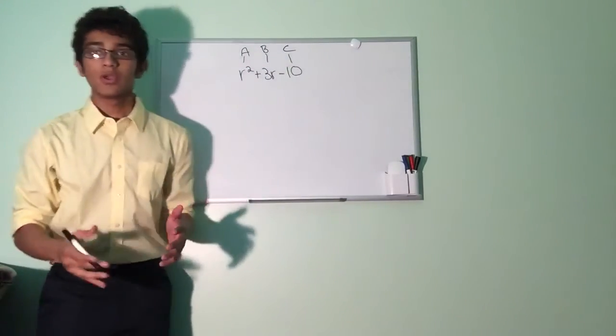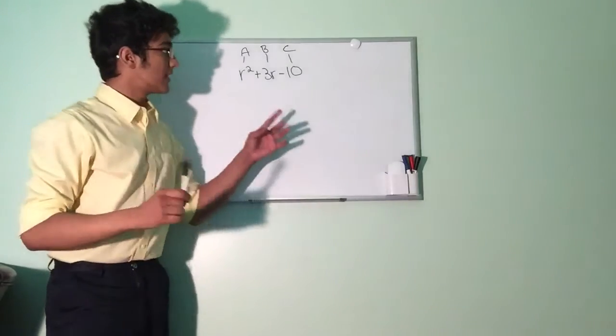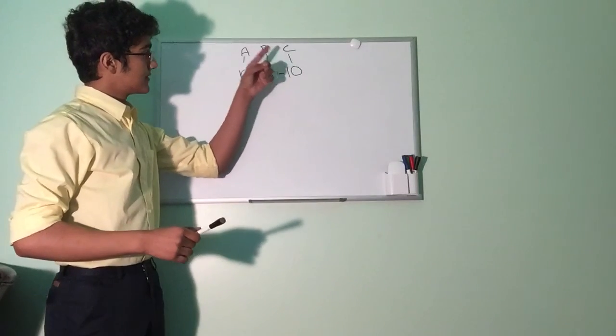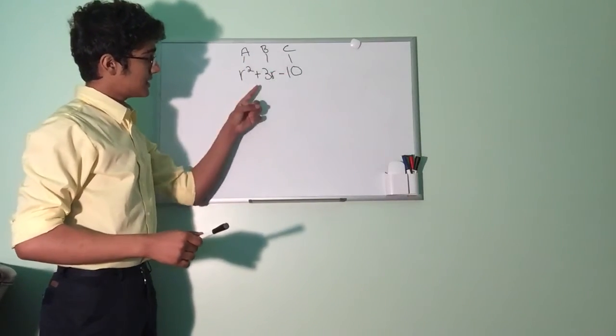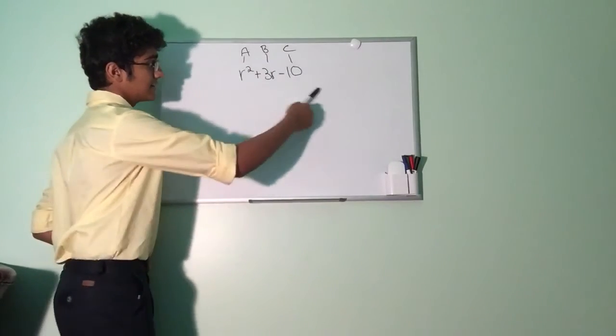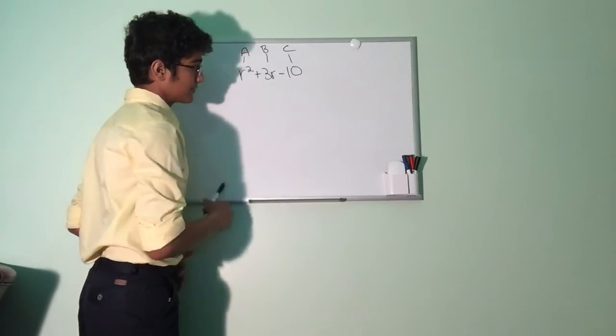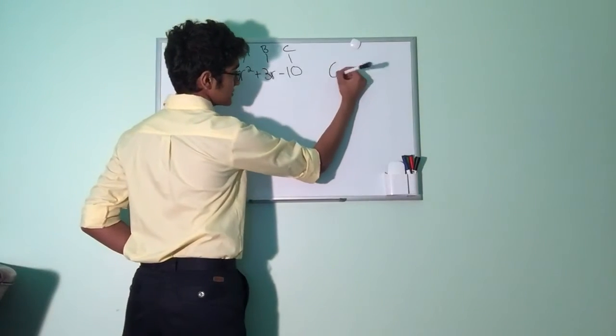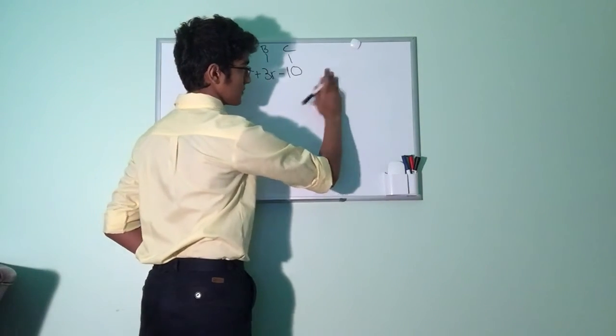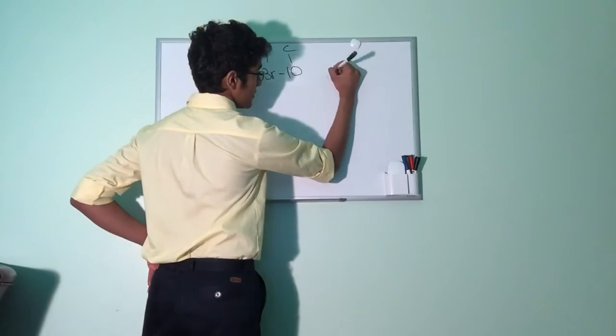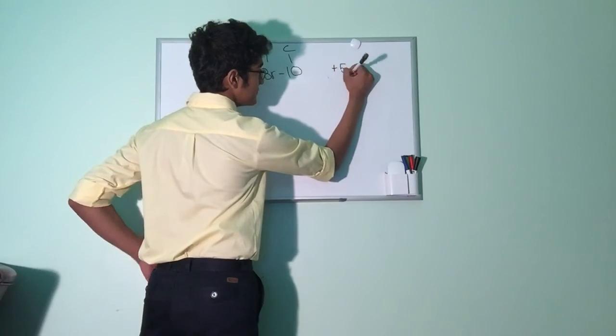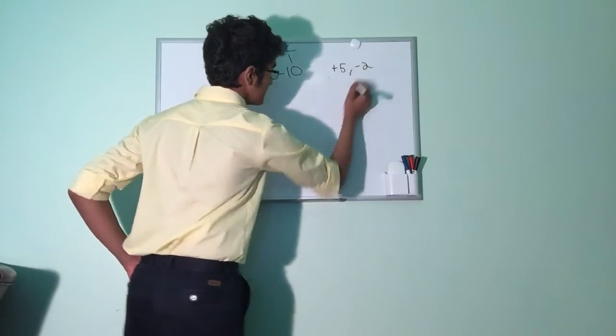So basically, what you want to do here is find out which factors of c add up to b. So which factors of negative 10 add up to 3? And those two factors would be positive 5 and negative 2.